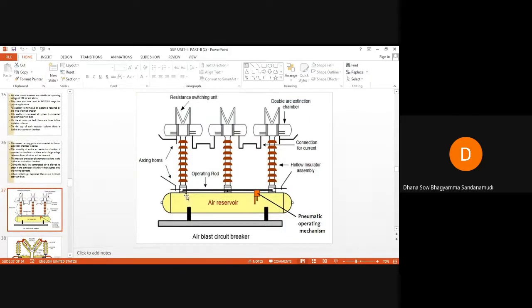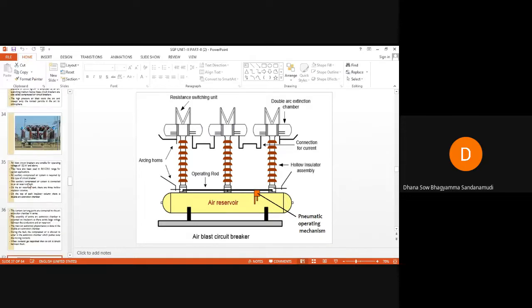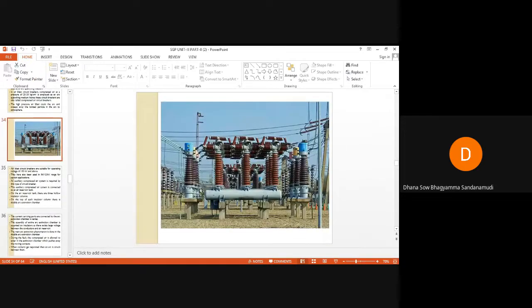This air reservoir tank is connected to the auxiliary compressed air system, which is not shown in this image. The same tank I am showing you in this image also. This is the air reservoir tank.